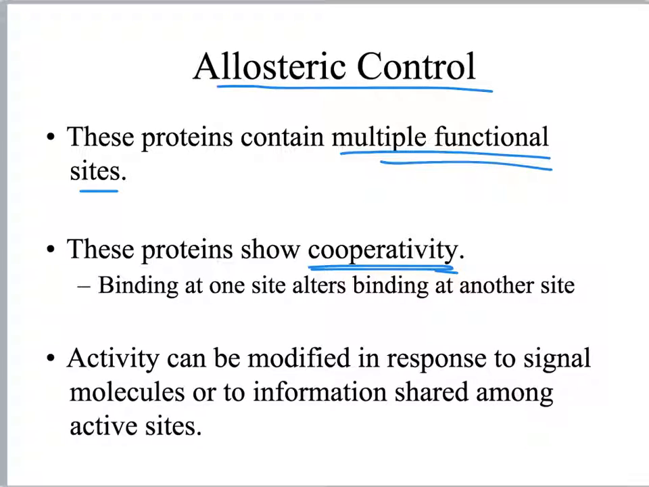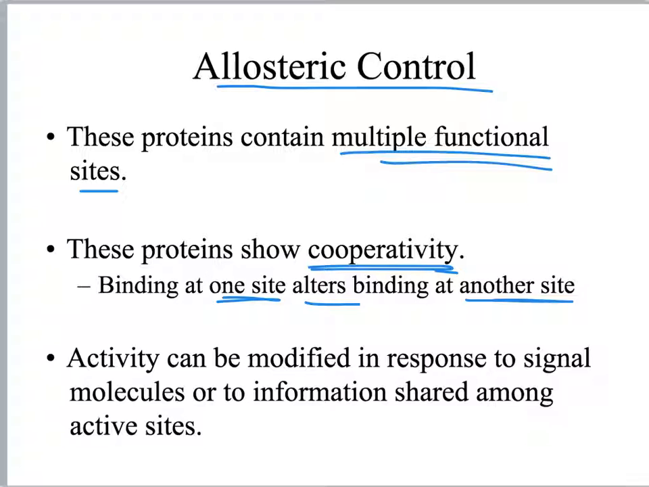hemoglobin. So we know that what happens here is that something will bind at one site, and that then will alter the binding at another site. So in the case of hemoglobin, once oxygen bound at one site, it made it easier for it to bind at other sites. Now, the activity can be modified in response to signal molecules or to information that's shared among different active sites. So things bind, they alter the binding at the additional active sites.